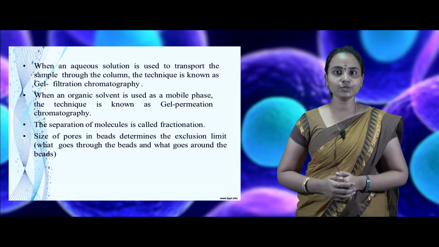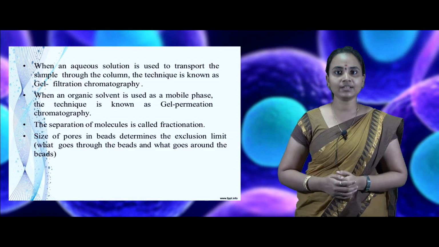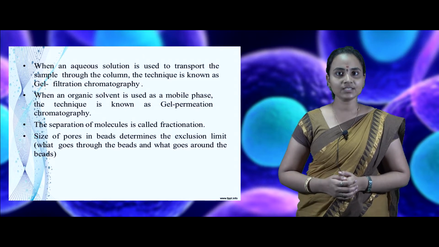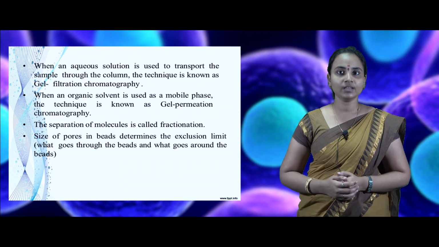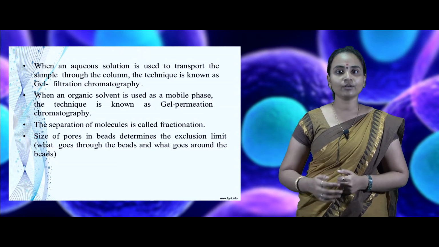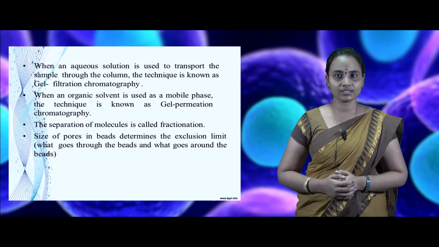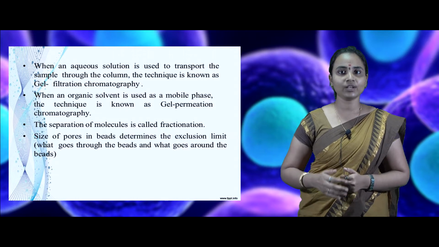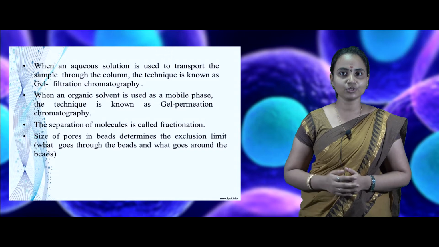If you use a solution as a mobile phase that passes through the column, then the column is called gel filtration chromatography. If you use organic solvents as a mobile phase through the column, then it is called gel permeation chromatography. The separation in this kind of chromatography is called fractionation of different kinds of proteins. Sizes of different pores in the beads, which act as a supporting medium inside the column, can be determined with the help of the exclusion limit.